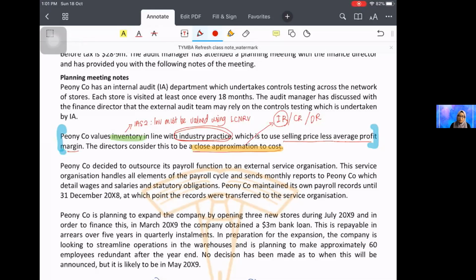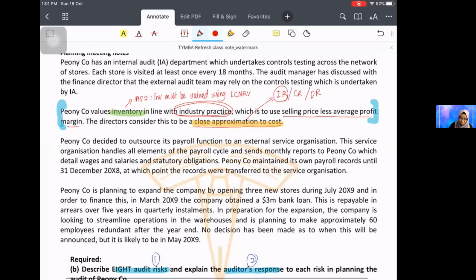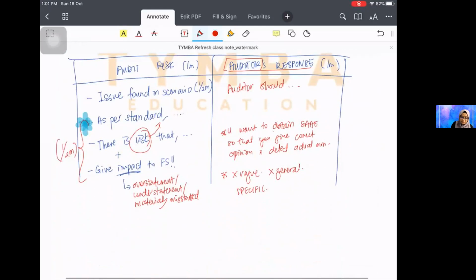Okay, so how are we going to answer? Let's try to use this issue to write our full answer. Okay, kita guna setup yang atas ni.